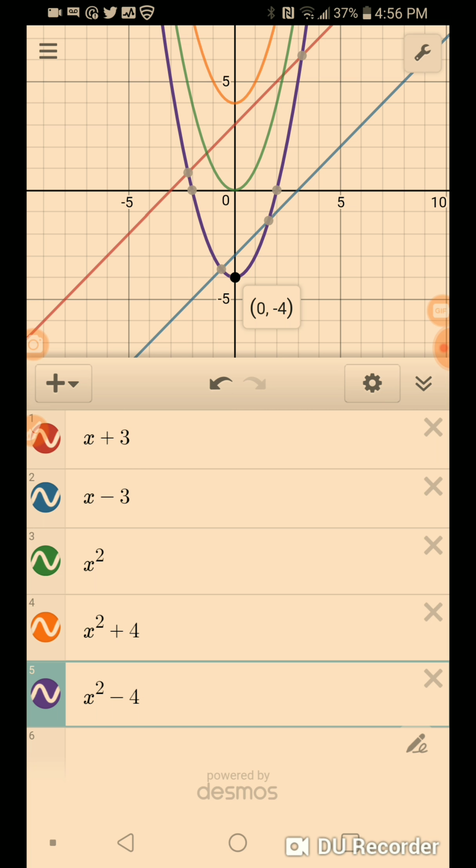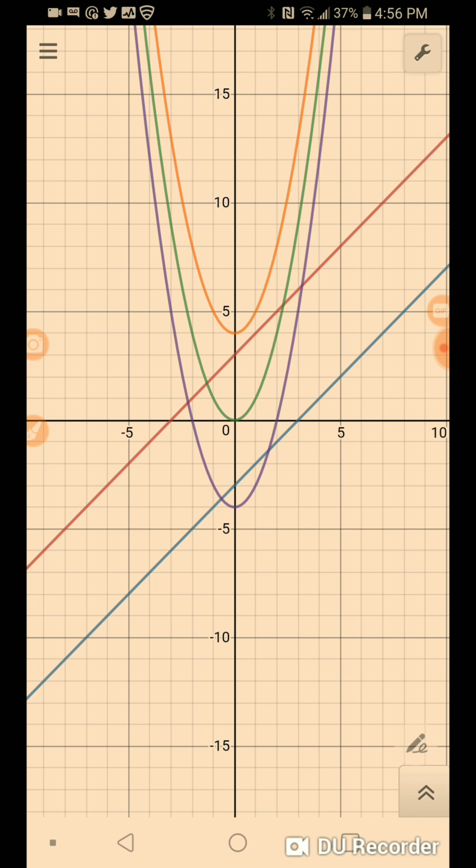So the good thing about this very Desmos function is that you can plot as many functions as possible on the same graph, and that makes this graph very unique. Now I'm going to expand it and you see how it's going to work. You see the expansion now. So here we have 1, 2, 3. We have 3 parabolic functions and 2 linear functions, all in the same graph.